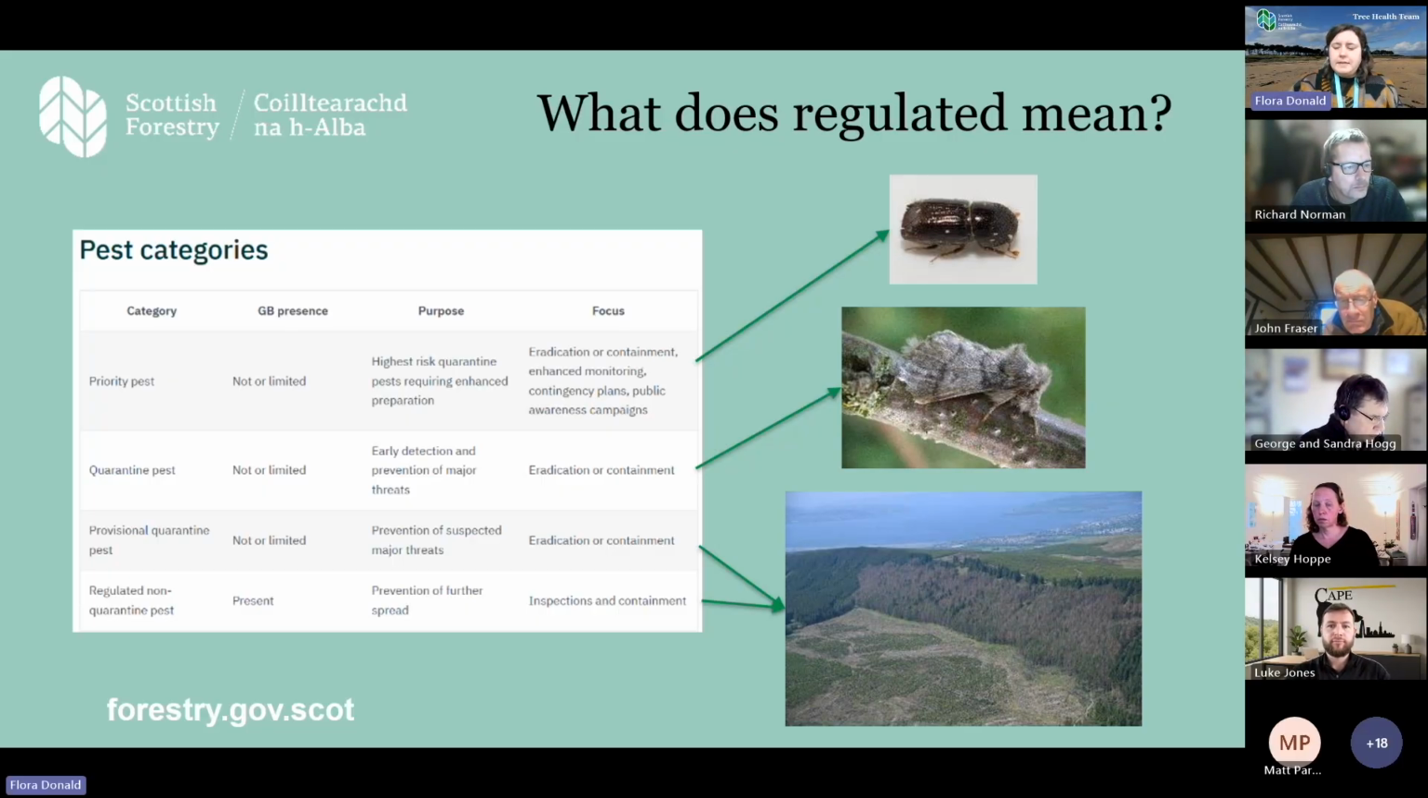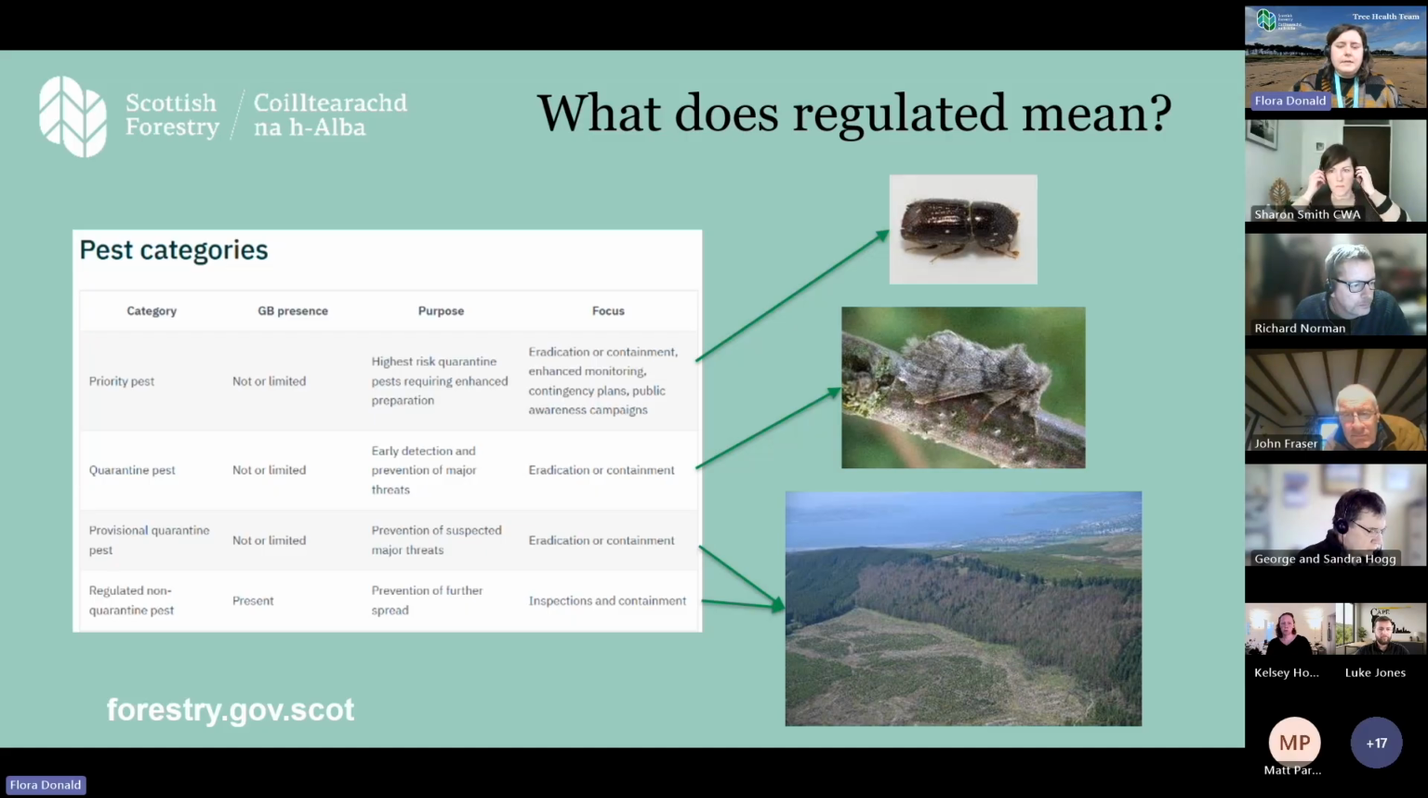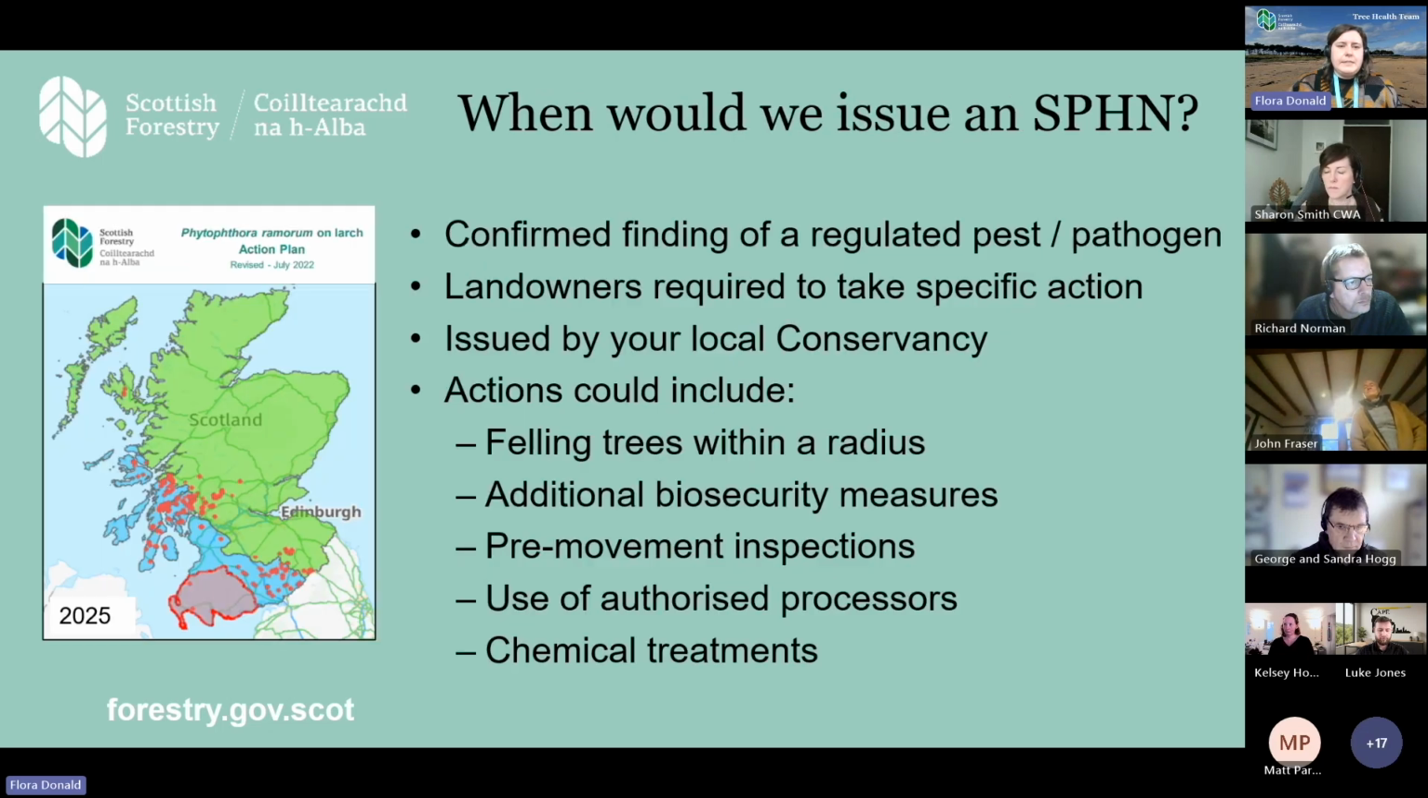So they're a subset of pests and diseases that we have to particularly follow up on, and we're not expecting you to know what's regulated, what's not regulated. Put in your tree alert. The diagnosticians will alert us if they suspect any of these pests or diseases are present. And then if they come back with a positive or a confirmed finding, this is when we may issue a statutory plant health notice, or an SPHN.